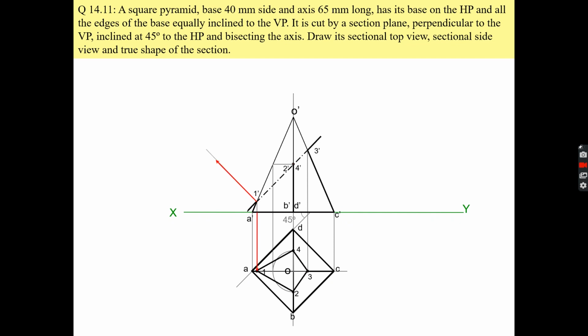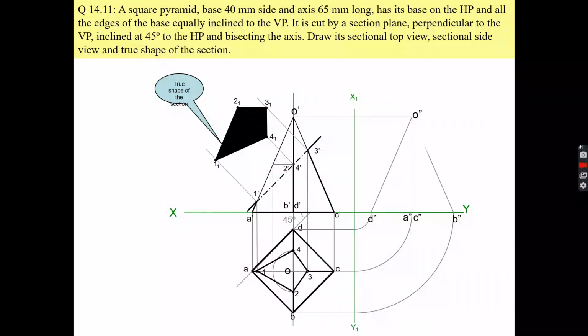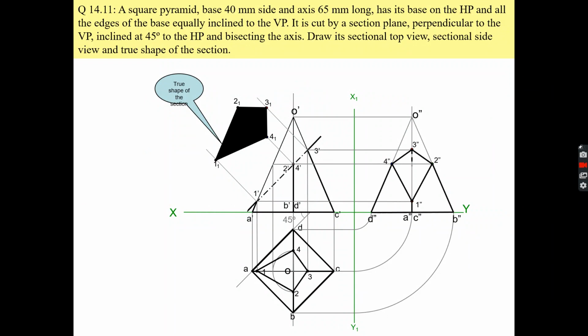So this is your true shape. You can measure the distance of points 1, 2, 3, 4 from the XY line, and you can mark it similar to the previous question. Okay, so this is now your true shape, and this will be your side view. I am not explaining that portion again, it is the same as the previous question. So this is your side view.